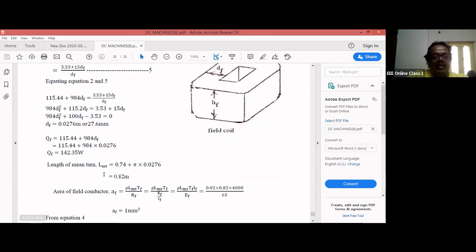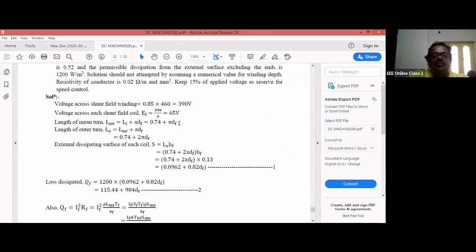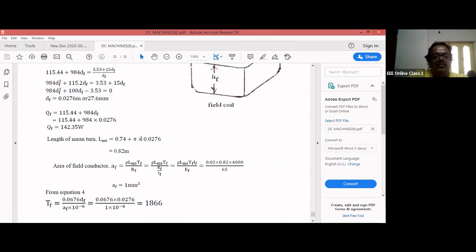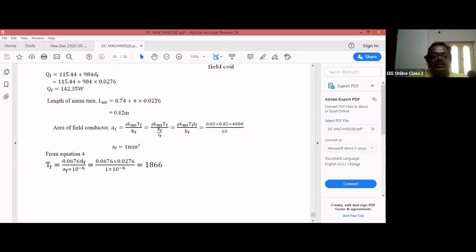You can calculate your LMT. LMT is equal to what? 0.70 plus pi into DF. If you go to the LMT equation, you get pi into DF. For that DF you substitute. What is DF here? 27.6 mm. Convert 27.6 mm into meter, so it becomes 0.0276. So what did you get for LMT now? LMT is equal to 0.082.